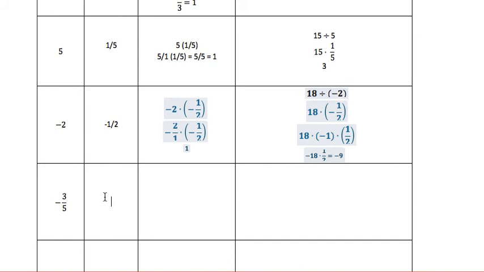Our next term is -3/5. The multiplicative inverse would be -5/3. We simply keep the sign and flip the fraction. In our proof, we have -3/5 times -5/3. The negative times the negative makes a positive. And 3 times 5, 5 times 3 are both 15.